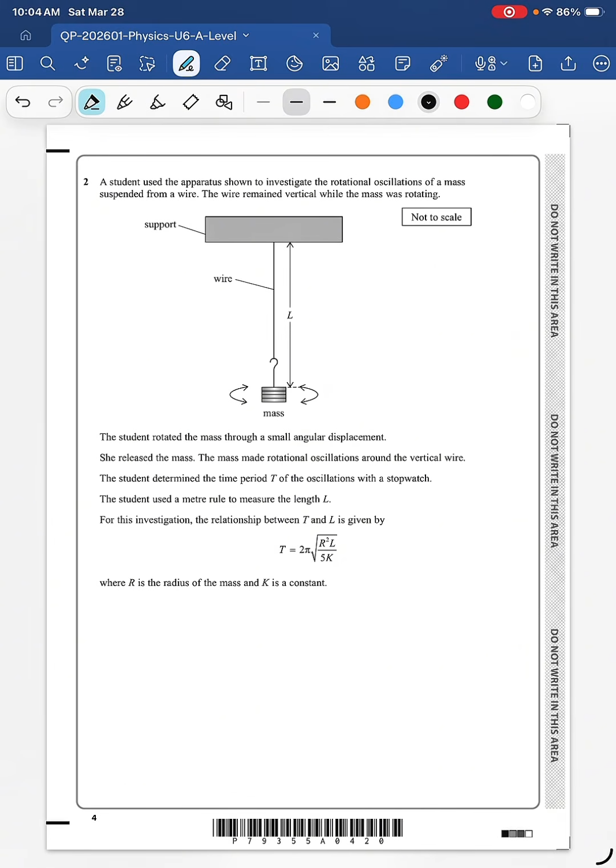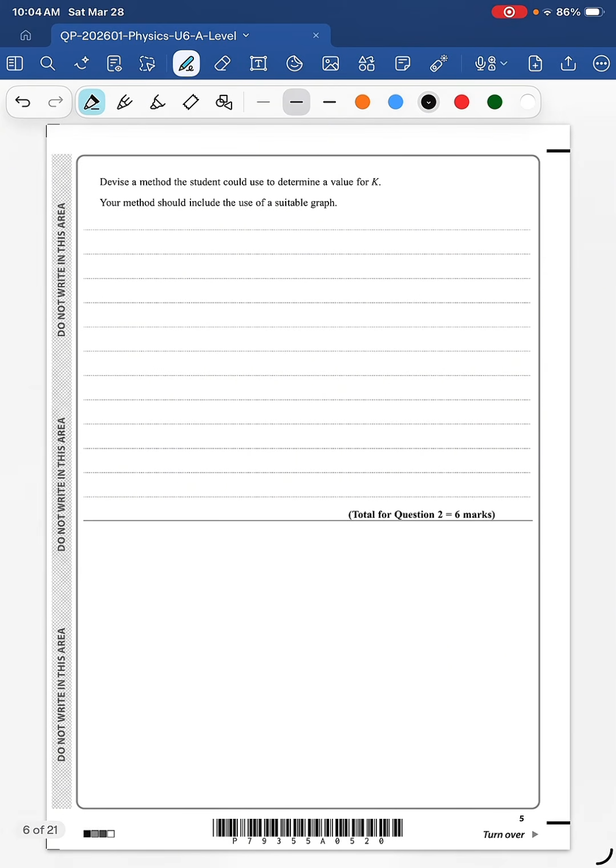She released the mass. The mass made the rotational oscillations around the vertical line. The student determined the time period T of the oscillations with a stopwatch. The student used the meter rule to measure the length L. For this investigation, the relationship between T and L is given by that formula over there, 2 pi and then the square root of r squared times L over 5k, where r is the radius of the mass and k is a constant. Devise a method the student could use to determine a value for k. Your method should include the use of a suitable graph.